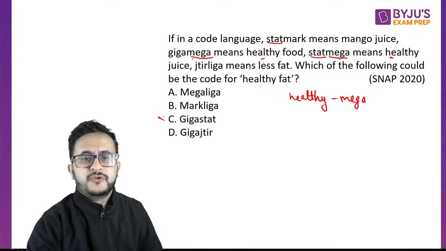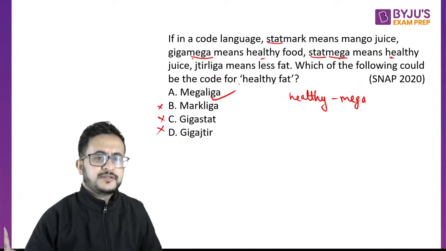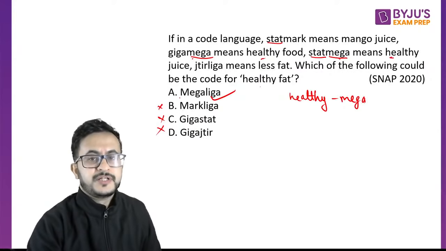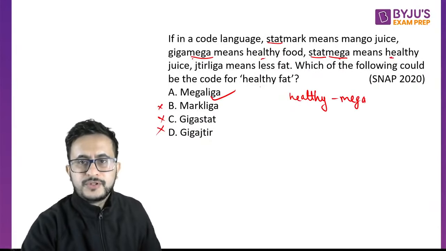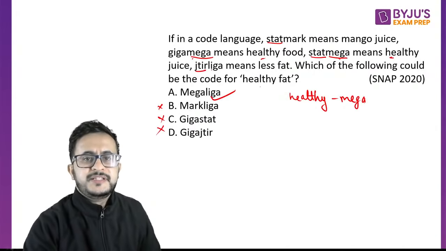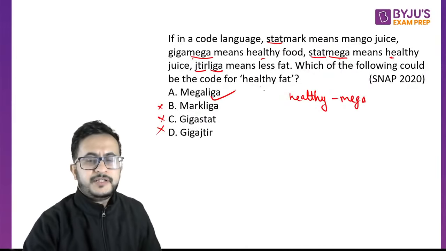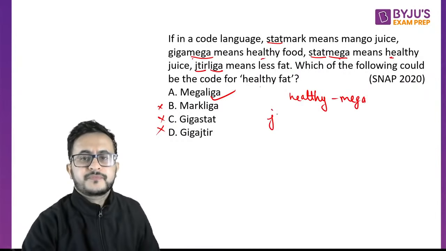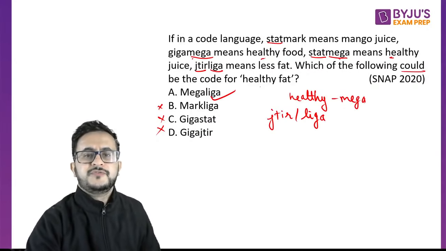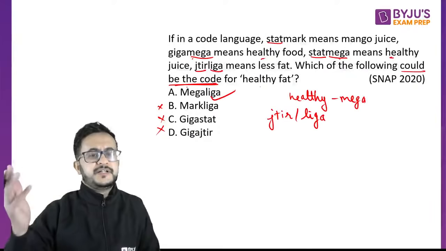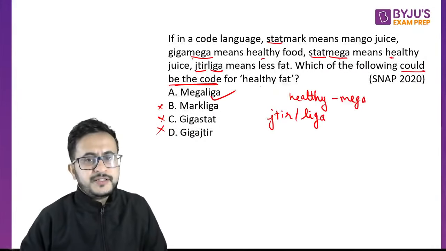Healthy means the code is mega. So you can eliminate two of the options, in fact three of the options, and directly mark this as the answer. Mega has to be there. Only one option has mega. Now we have to verify what the code for fat is. There is nothing common with less fat, right? So it could be JTIR or Liga, one of these, and this gives you this. And the question says which of the following could be the code. It is not asking which is the definite code. So that is why this is the answer.